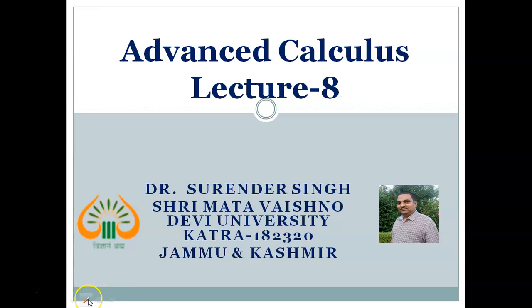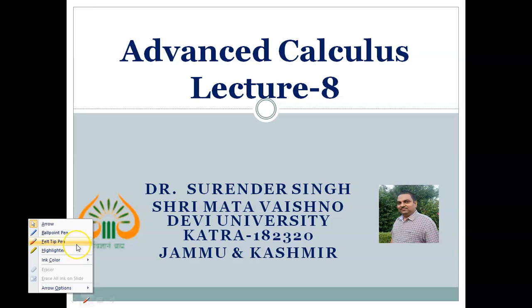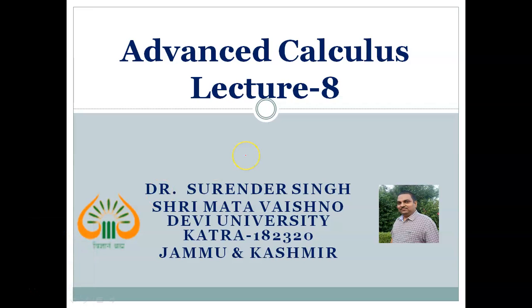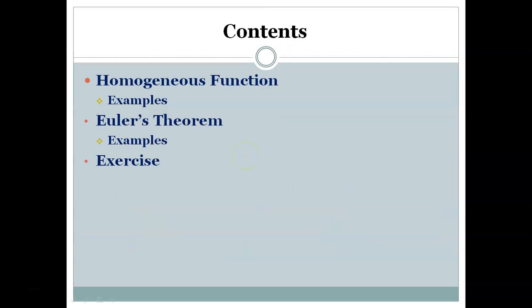Hello students, in lecture 8 of your course Advanced Calculus and Special Functions, we study homogeneous functions. What is a homogeneous function of more than one variable? Here we will start with functions of two variables, certain examples of homogeneous functions, then Euler's theorem and proof of Euler's theorem regarding two variables, examples, and a few exercises are given for practice.